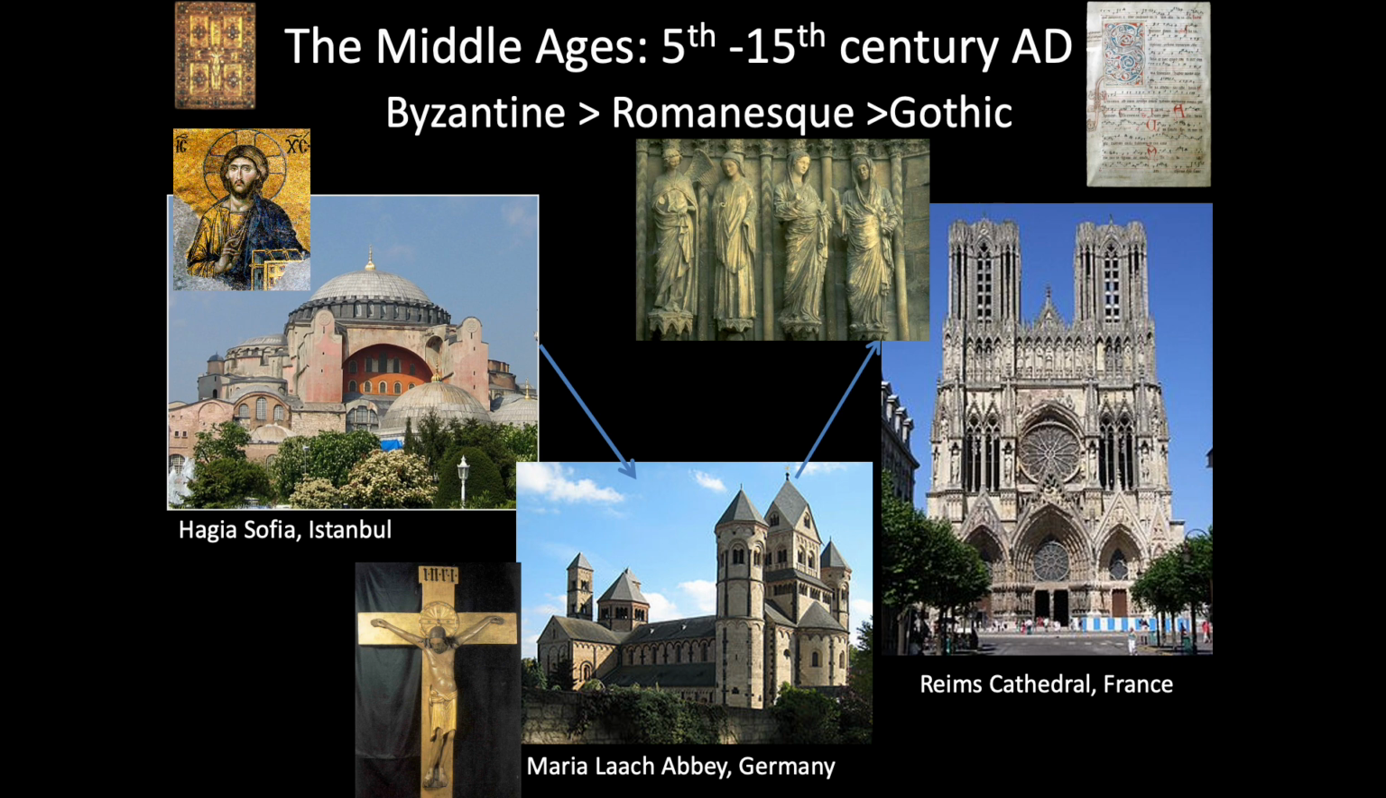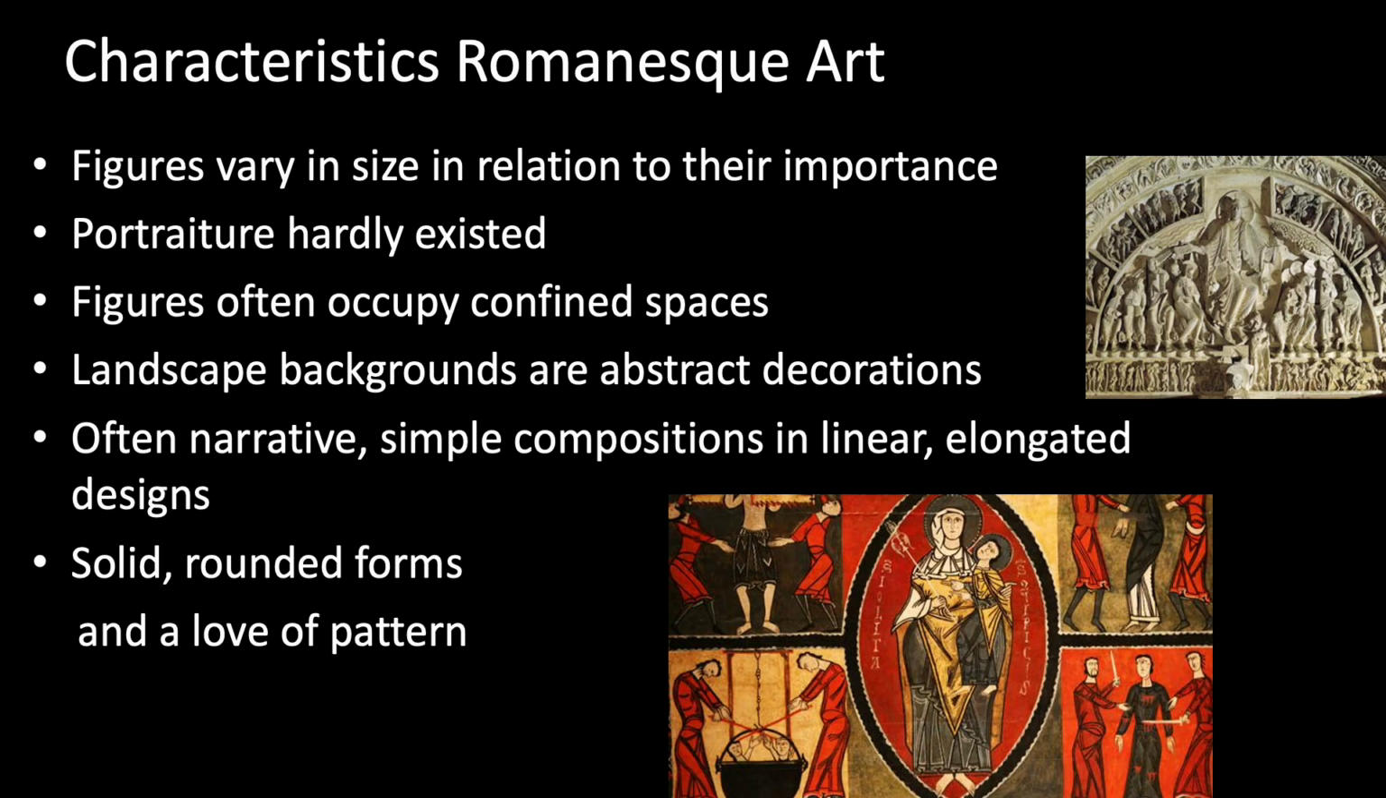And throughout the Middle Ages, you get different periods. It starts with the Byzantine period, and then Romanesque period, and then a Gothic period. And today this work is really within the Romanesque period. It's a period in which figures vary in size in relation to their importance. There's hardly any portraiture, although this tapestry has some. Figures often occupying confined spaces in a really kind of weird way. Landscape backgrounds are very abstracted, but there is a narrative, and that's what we see in the tapestry as well.